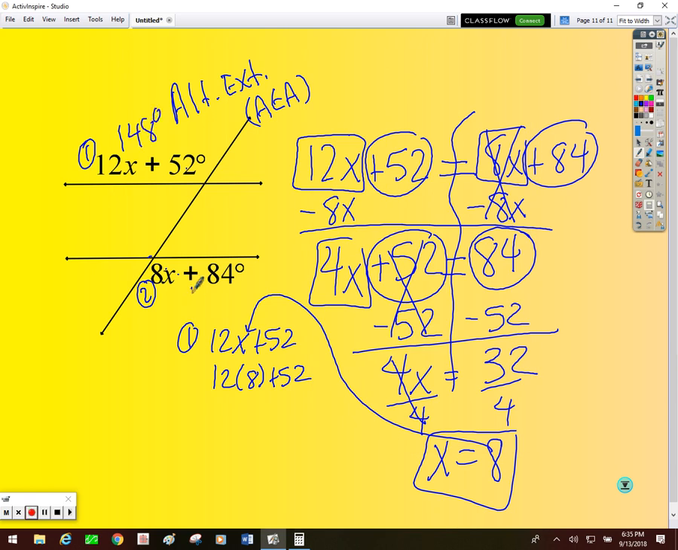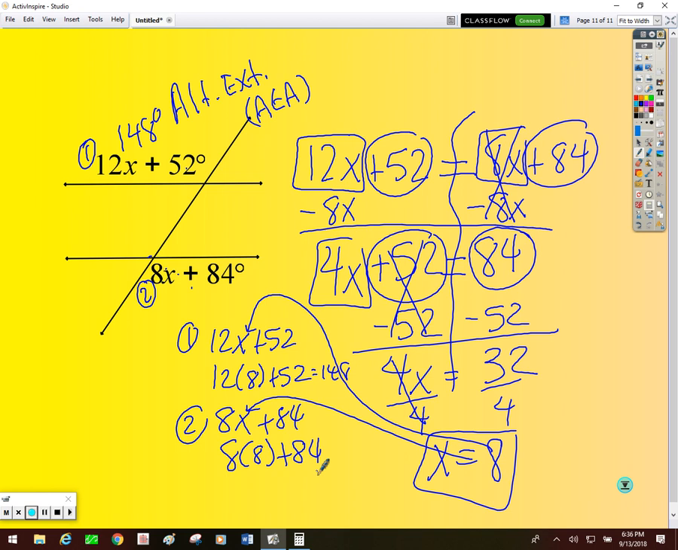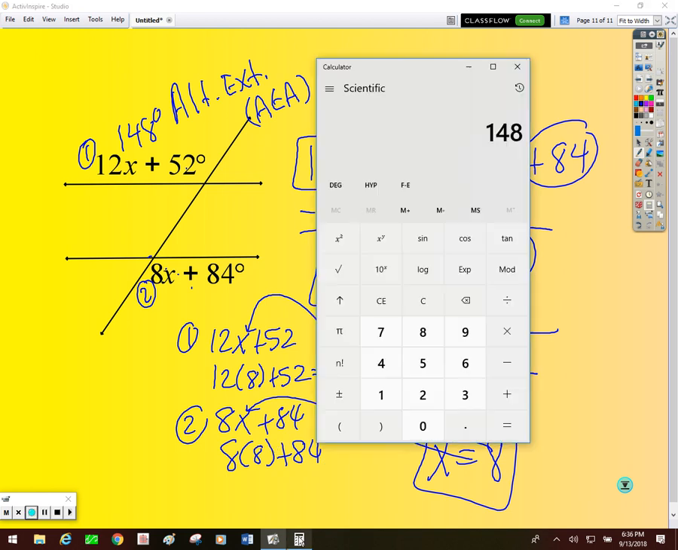Hopefully this one will be 148. Let's see. All right, here's angle 2, so we have 8x plus 84. Take your 8, stick it right here. So we have 8 times 8 plus 84. Look at all those 8s. My gracious. 8 times 8 is 64 plus 84. Woohoo, look at that, 148.